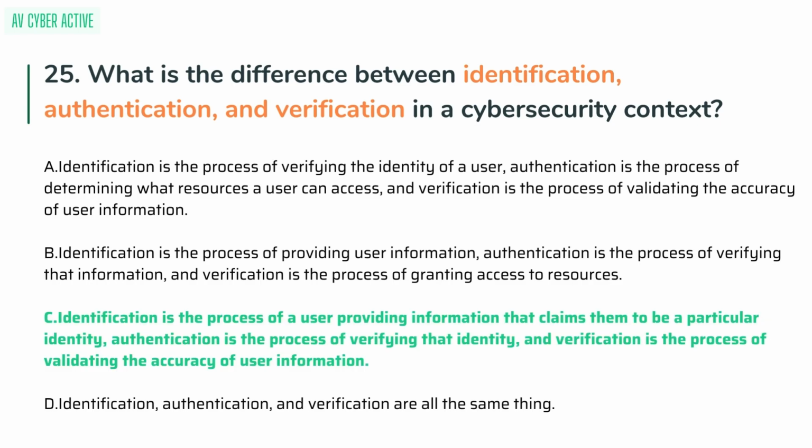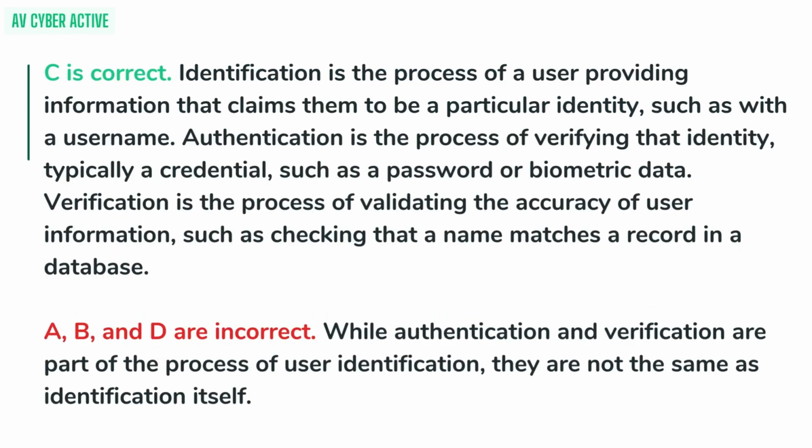C is correct. Identification is the process of a user providing information that claims them to be a particular identity, such as with a username. Authentication is the process of verifying that identity, typically a credential, such as a password or biometric data. Verification is the process of validating the accuracy of user information, such as checking that a name matches a record in a database. A, B, and D are incorrect. While authentication and verification are part of the process of user identification, they are not the same as identification itself.